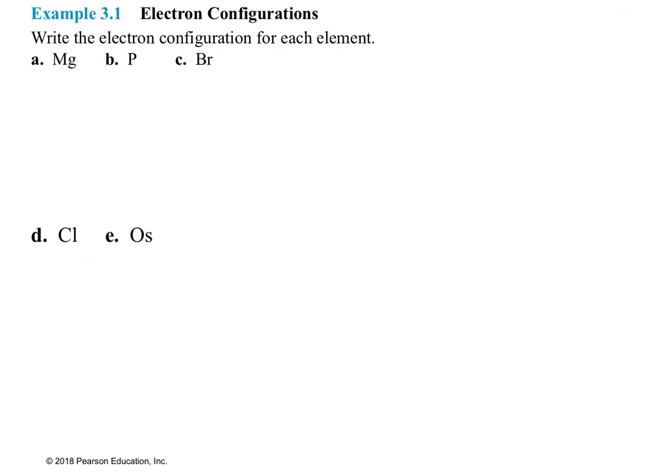So make sure you have a periodic table out for this. You're going to write the electron configurations for each element. Knowing the periodic table is going to be really helpful, so you can do that.